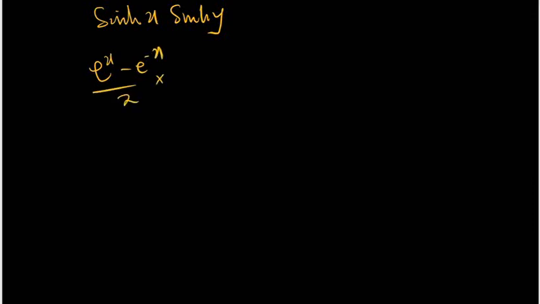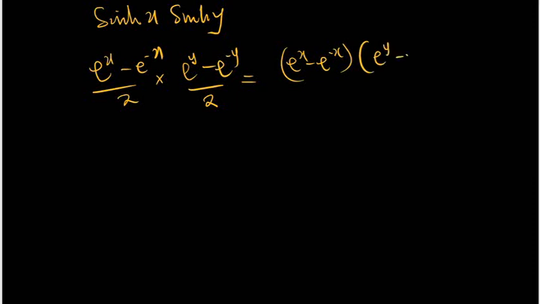sinh x sinh y. By the exponential form, this is e power x minus e power negative x all over 2, multiplying e power y minus e power negative y all over 2. This becomes e power x minus e power negative x in one bracket multiplying e power y minus e power negative y in another bracket, all over 4 when you multiply the denominators.